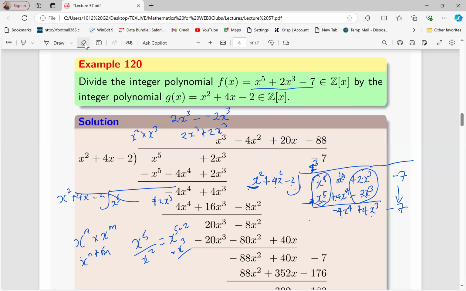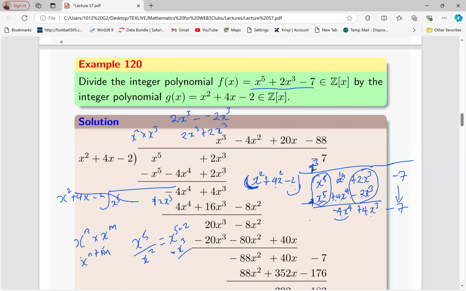Okay, after bringing that negative 7 down, again you ask yourself, how many times does this leading term, x squared, go into negative 4x raised to 4? So it's just easy. You have negative 4x raised to 4, and you're dividing with x raised to 2. This will be the same as negative 4x. You subtract the powers, and you have 2. So this is the same as negative 4x raised to 2.